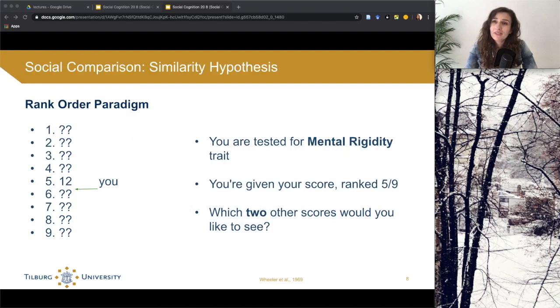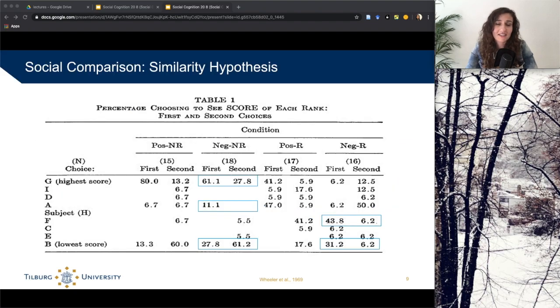But now, let's put yourself into the shoes of the subjects in our experiment again. Let's say that instead of testing you for mental flexibility, which we positively valued, we test you for mental rigidity, something that you value negatively. So again, you are given your score and you rank 5 out of 9. Which 2 scores would you like to see now? Pause for a moment and think about this. Now, let's see what our participants said in this study.